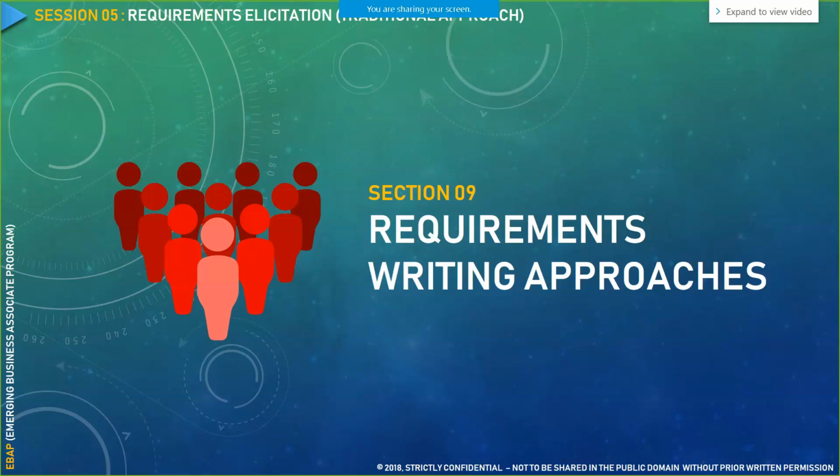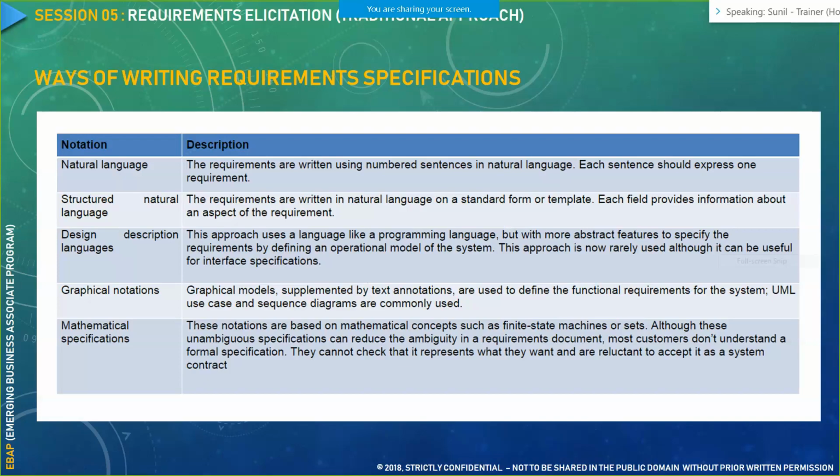Now, coming to the requirements writing approaches. There are certain writing approaches when you go about writing the requirement. One approach is to use a notation around a requirement: natural language, structured natural language, design description language, graphical notation, mathematical specification. Whenever you are writing an algorithm specific requirement, you would use mathematical specification. If a requirement needs some charts or graphs or annotation or UML kind of stuff, you would use graphical notation.